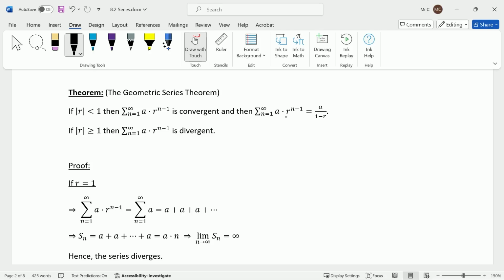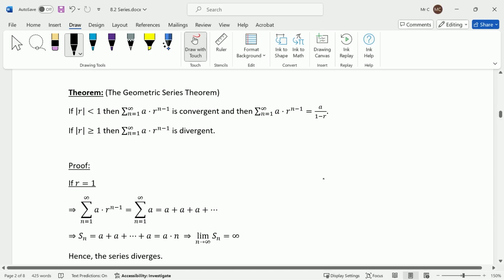therefore, another typo. How did so many typos slip by on this thing? Let me go ahead and fix that one real quick. And the sum of terms from n equals 1 to infinity of a times r to the n minus 1 equals a over 1 minus r.